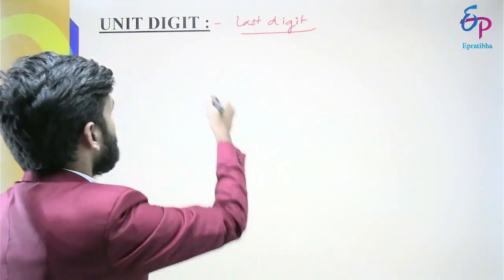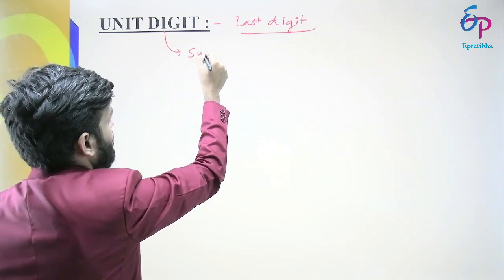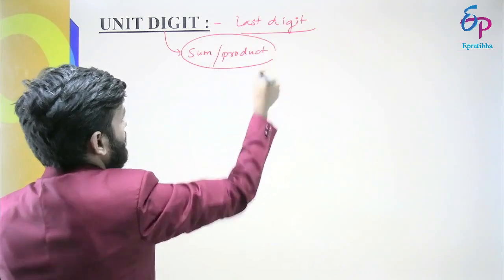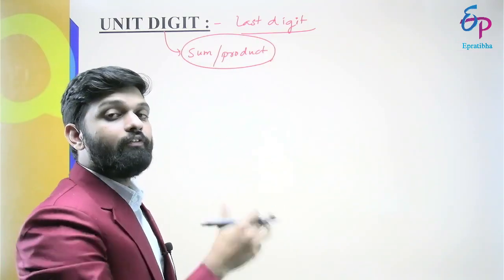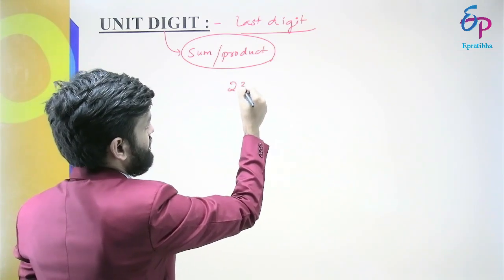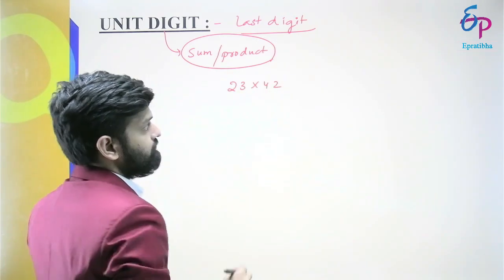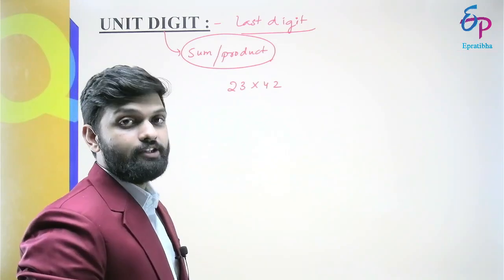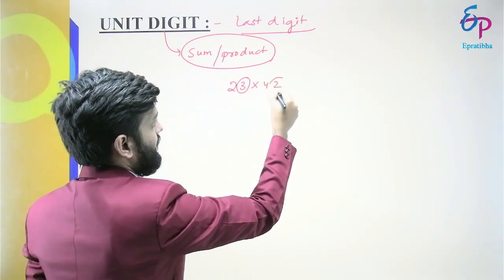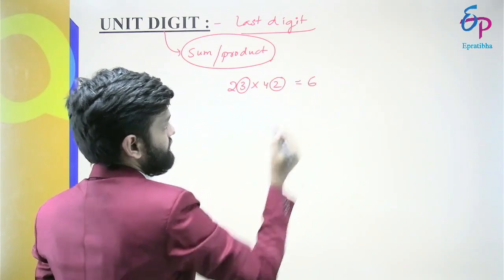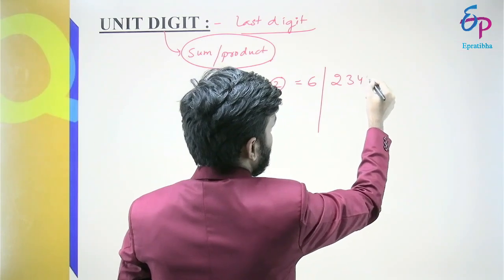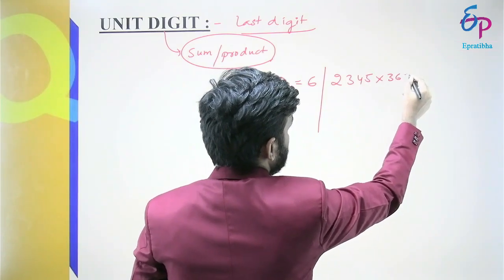The unit digit of the sum or product of any two numbers will depend only upon the unit digits of the individual numbers. Let's see what I mean. What is the unit digit of 23 into 42? I want only the last digit. Just multiply 3 and 2. What is 3 into 2? That is 6.